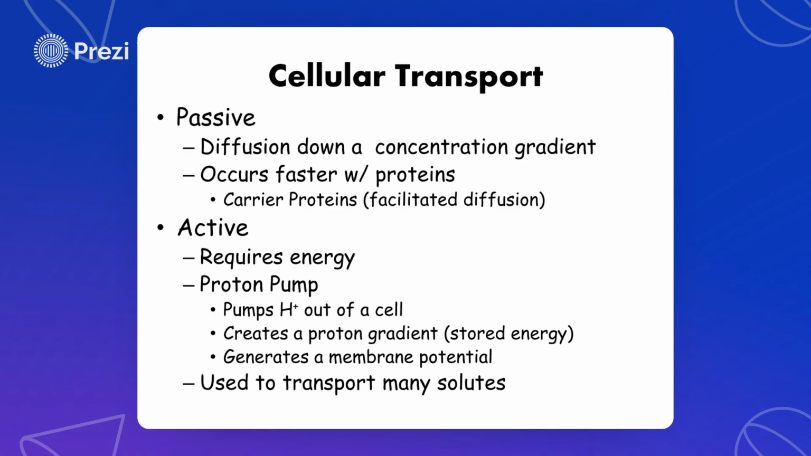substances move against the concentration gradient from low to high concentration and is used for absorbing minerals into plant roots or pumping ions in and out of animal cells.